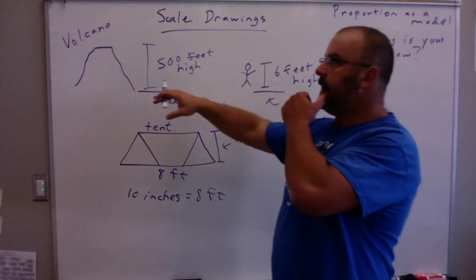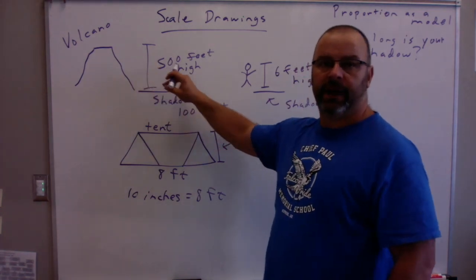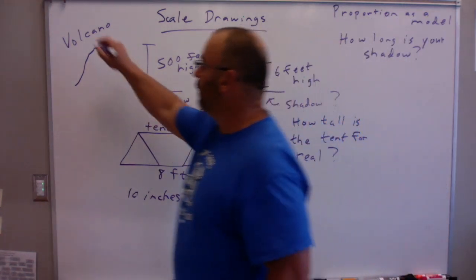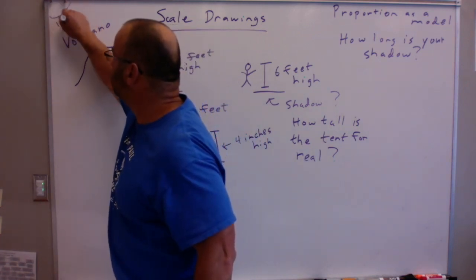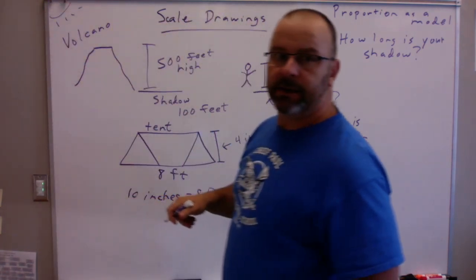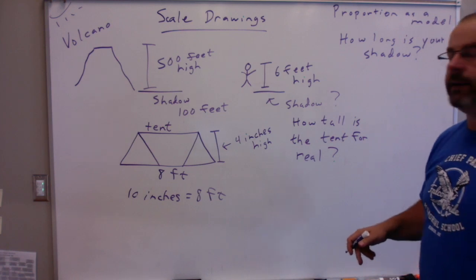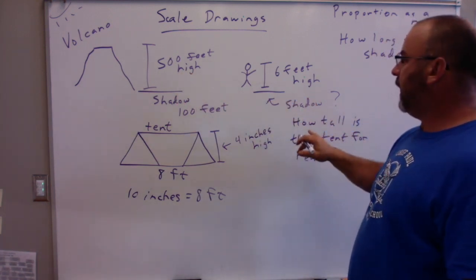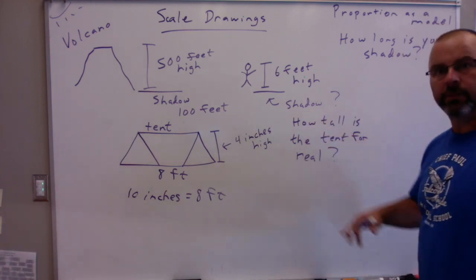If you hiked out to a volcano that was 500 feet high in real life, and it cast a shadow of 100 feet because the sun's over here, let's say, okay, and it's casting a shadow of 100 feet. You're standing next to the volcano. You're 6 feet high. How long would your shadow be?